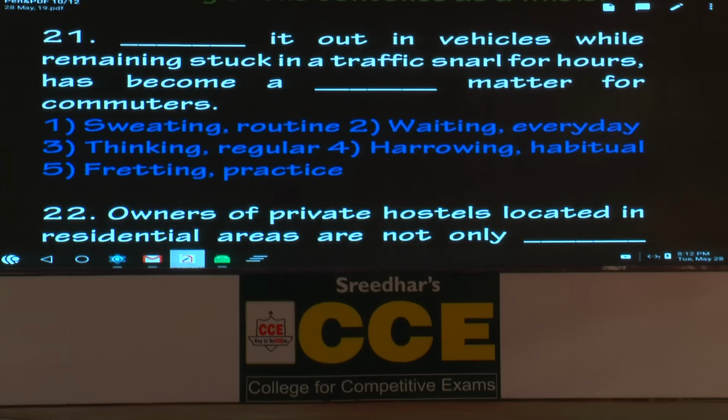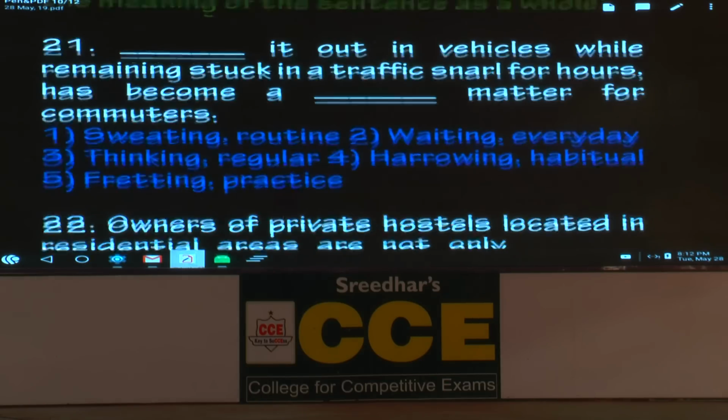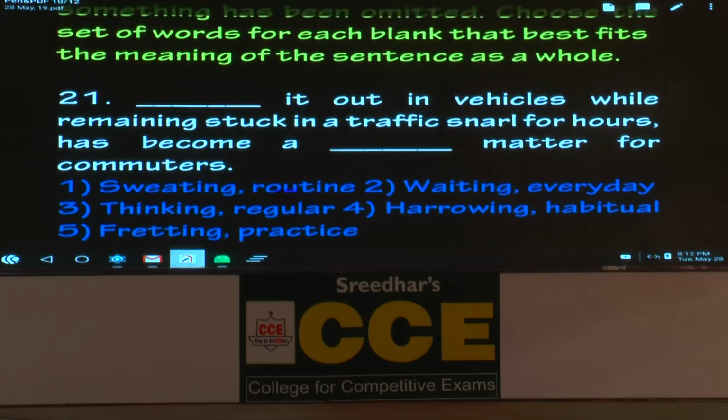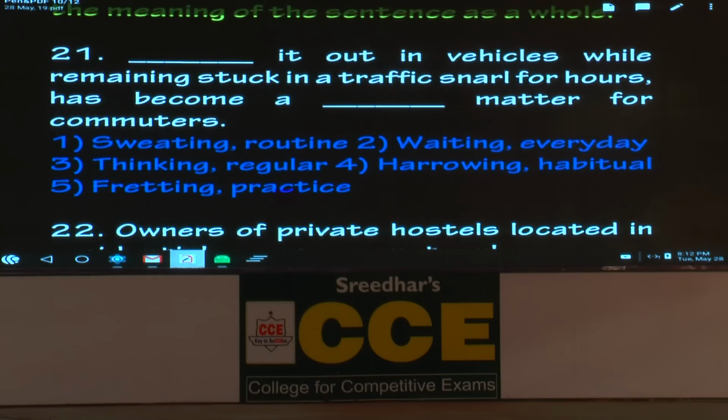Now shall I move on? Question number 21. I think we have a new section. 21 to 25, what do they deal with? Double trouble. Double fillers, I'm sorry.